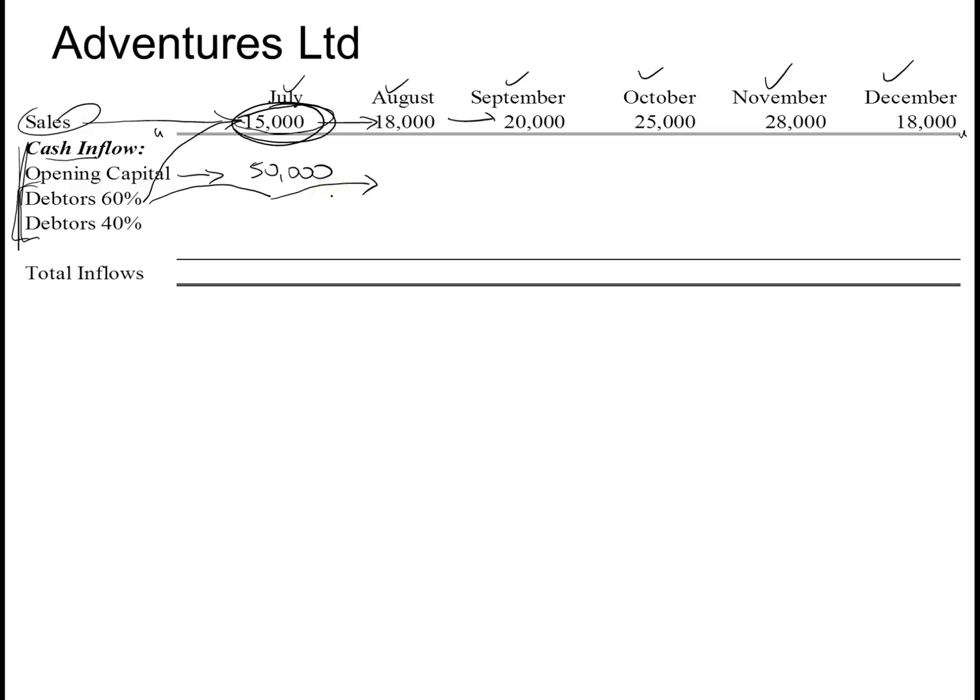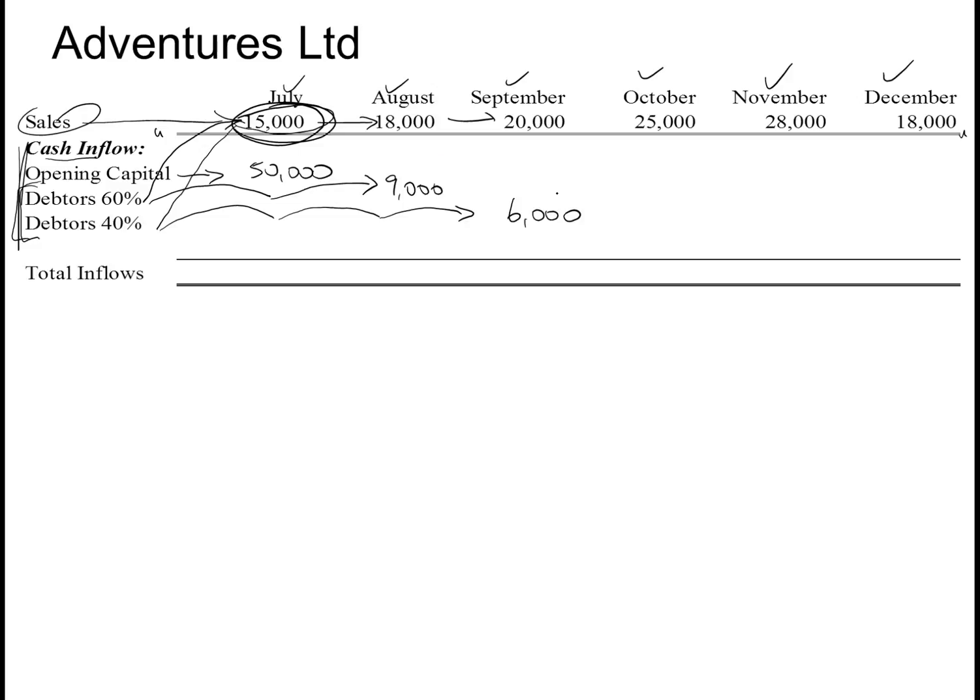And 60% of 15 is 9,000. Now of those 15,000 euro worth of sales in July, 40% will come in not in the month of sale, not in the following month, but the month after that again. And that is 6,000. Now do remember, you can pause and rewind this at any time.